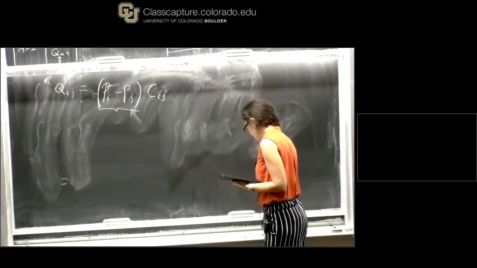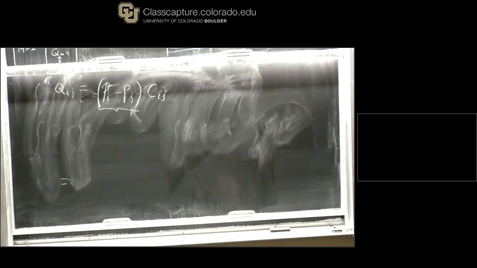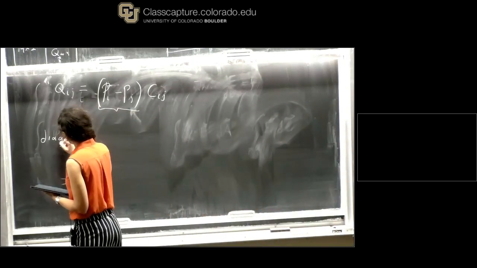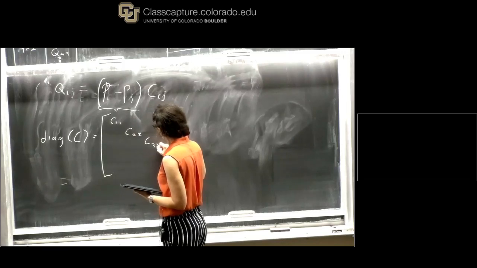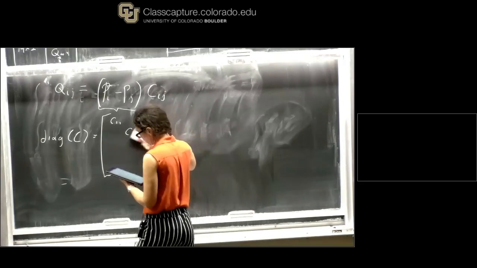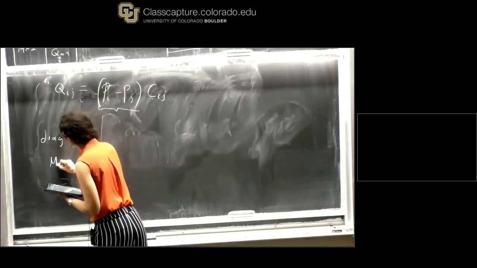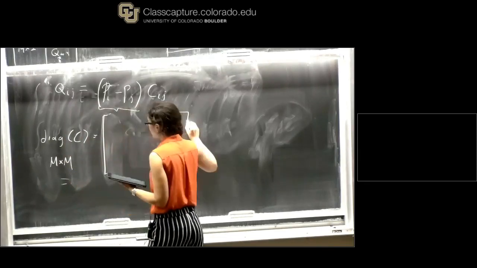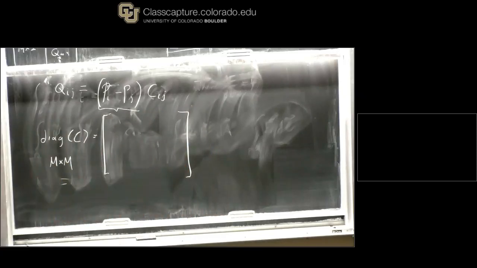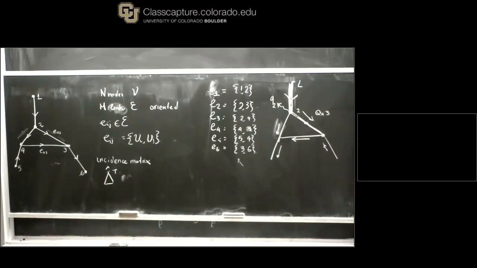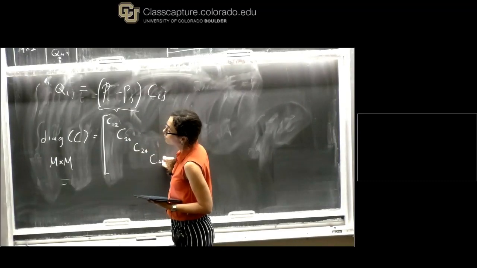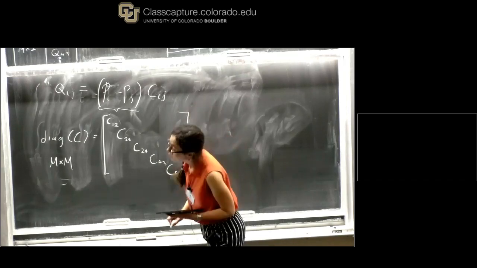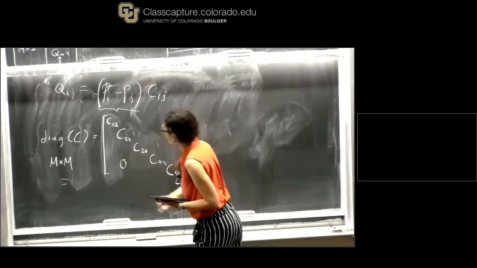Now, with all of the machinery we were building, we can do things quite easily. So I can define a matrix, which I will call diag C, which is a very simple matrix. It's an m by m matrix, and in the diagonal it has the conductances for each of these edges, and 0 everywhere else.